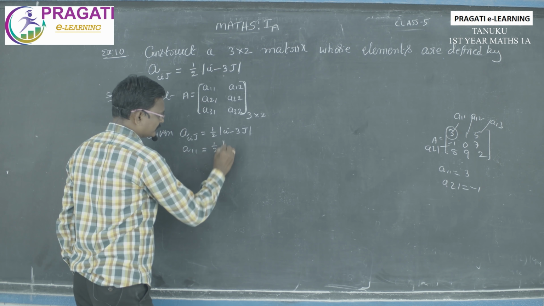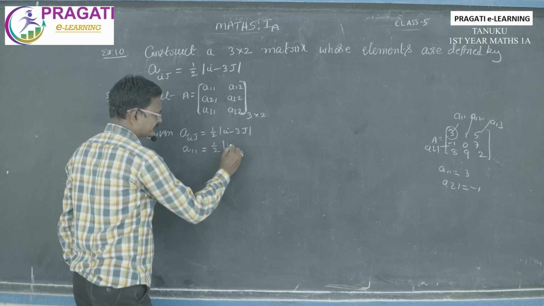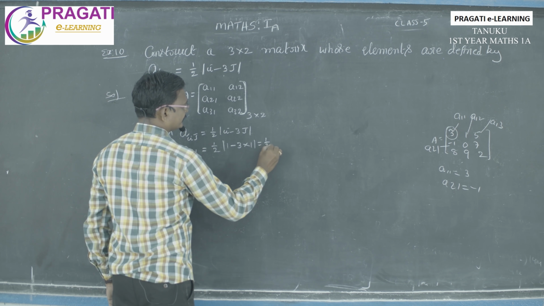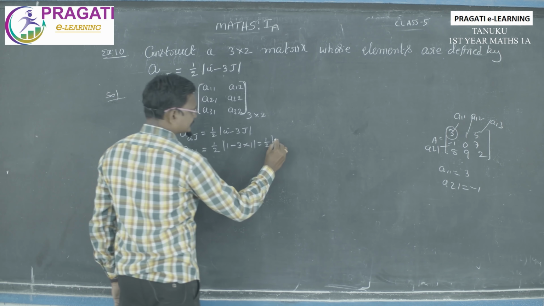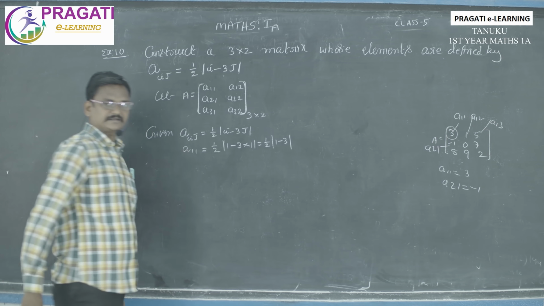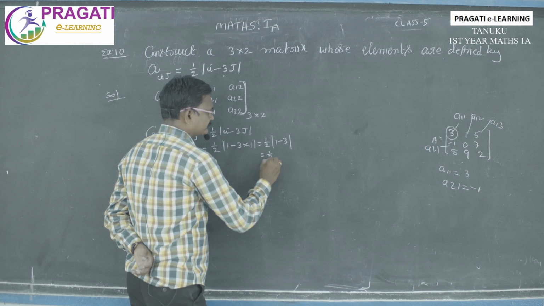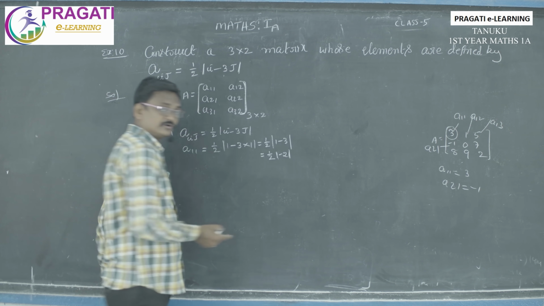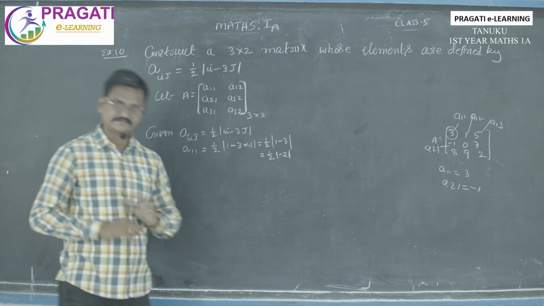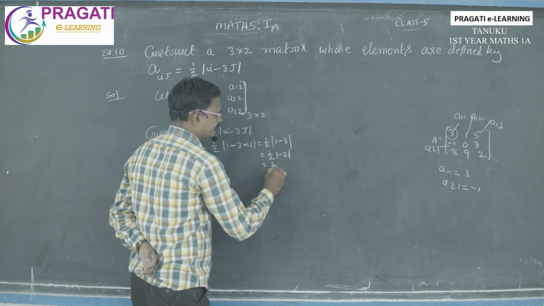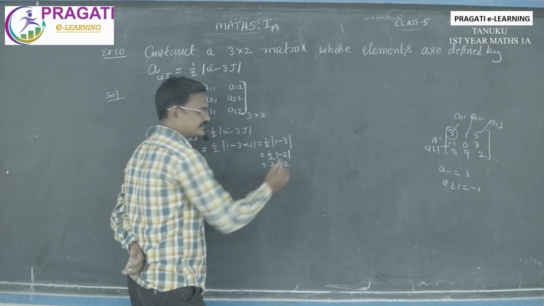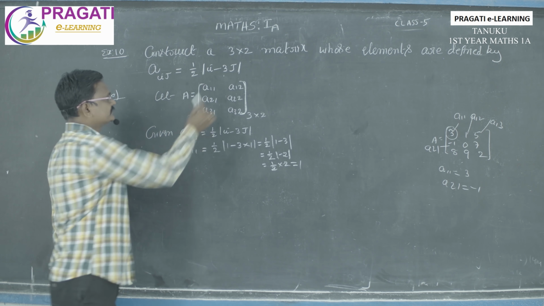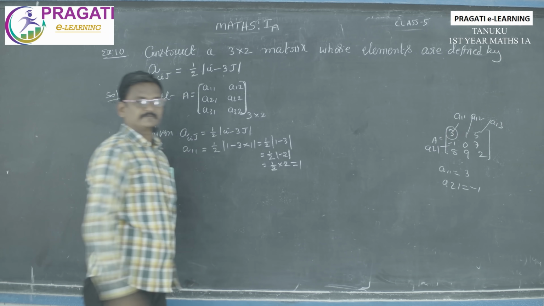So 1 by 2 into modulus of 1 minus 3 into 1. So 1 by 2 into modulus of 1 minus 3. Is it or not? So 1 by 2 into modulus of minus 2. Do you know modulus of minus 2 means we can write plus 2. So 1 by 2 into 2, because modulus of minus 2 is 2. So the final answer is 1, because the 2 cancels. So the element at this position is 1.